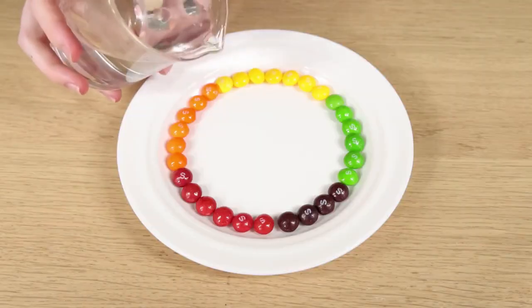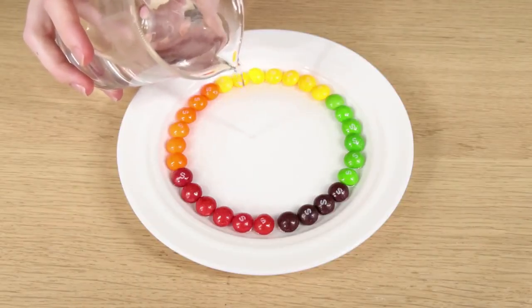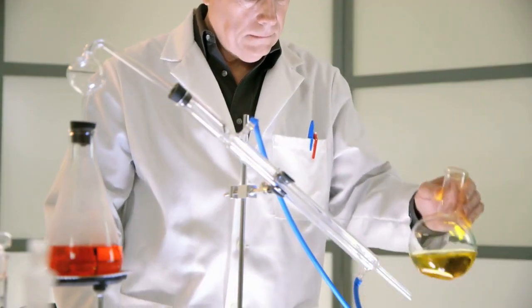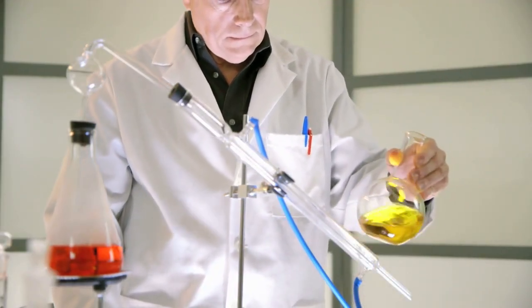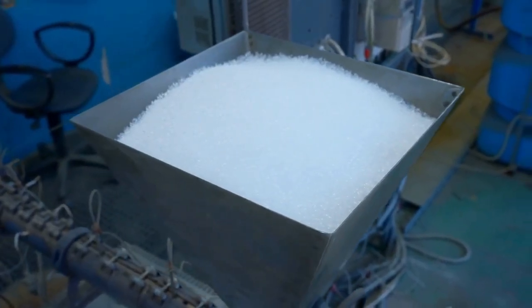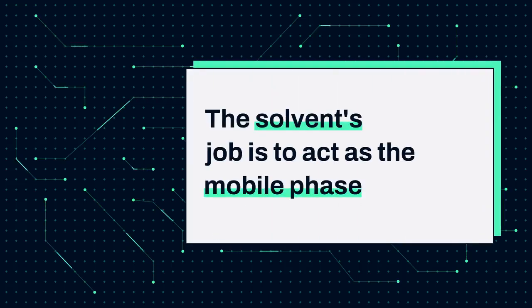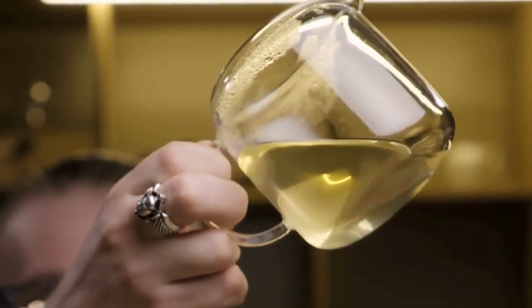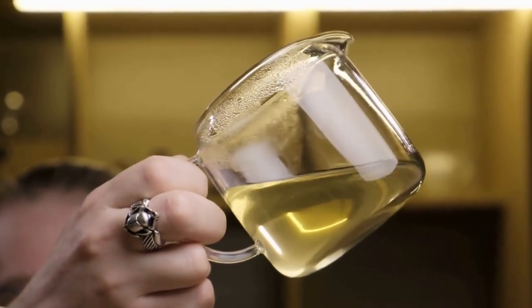The key principle here is polarity, often summarized as like dissolves like. Since the silica plate is polar, polar compounds in your sample will stick to it strongly. Non-polar compounds will not stick as much. The solvent's job is to act as the mobile phase and carry the sample compounds up the plate. The polarity of this solvent determines how well it can compete with the silica plate for your compounds.